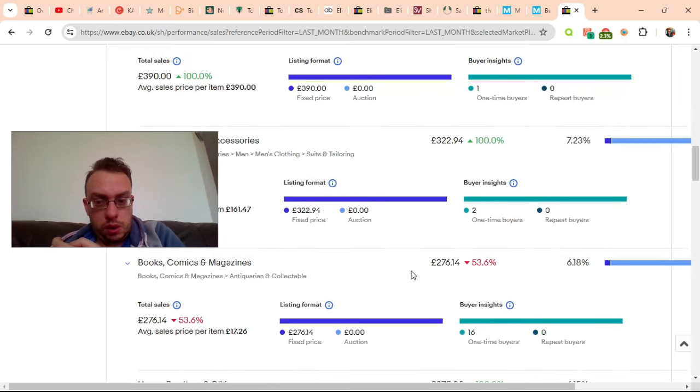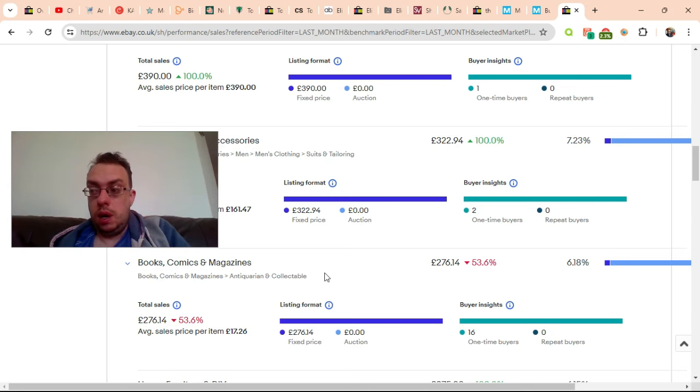This is the antiquarian and collectible category for books. This is 50% down. That is purely reflection of what I've been listing. I've been listing books that feature in the main category, the antiquarian and collectible one, because some of those were higher flipping items. Oh, sorry, had a better sell-through rate.